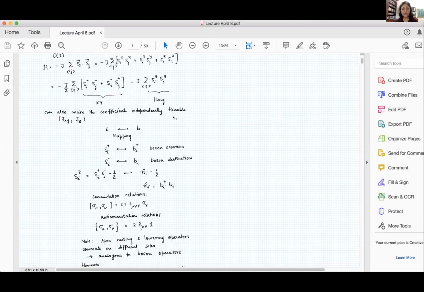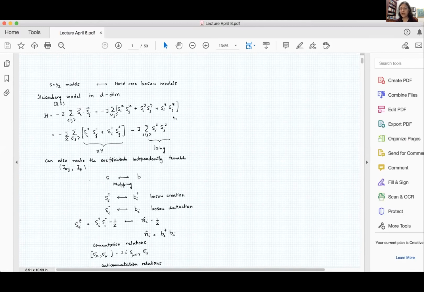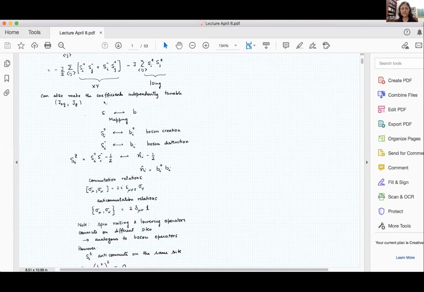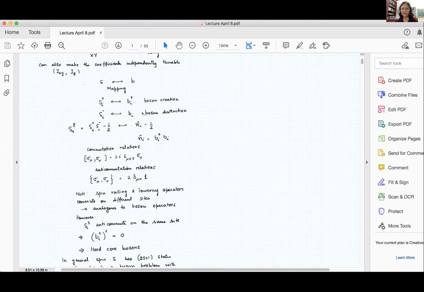Next, I'm taking spin-half models, so you can do an exact mapping of the spin operators to bosonic operators. And let's see how that goes. So the spin raising operator at a site becomes the boson creation operator. So you must have done harmonic oscillators. Think of those kinds of operators. I'll tell you where the difference comes in, but these are exactly like your harmonic oscillator operators. Creation, and the spin lowering is a boson destruction operator.